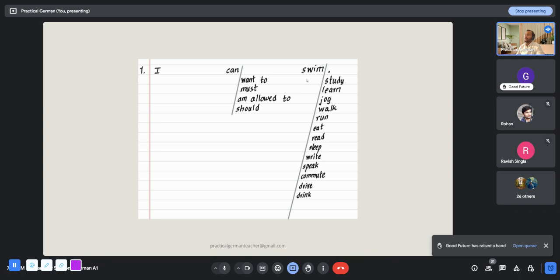Say it for du, you, singular, informal, direct. Du kannst schwimmen. Du möchtest schwimmen. Du musst schwimmen. Du darfst schwimmen. Du sollst schwimmen.